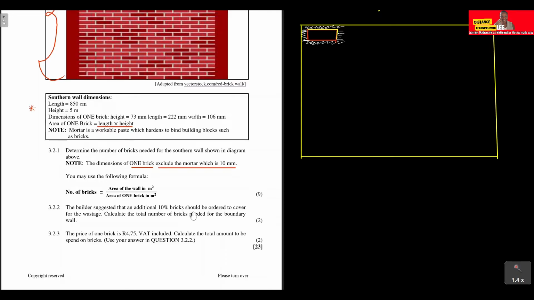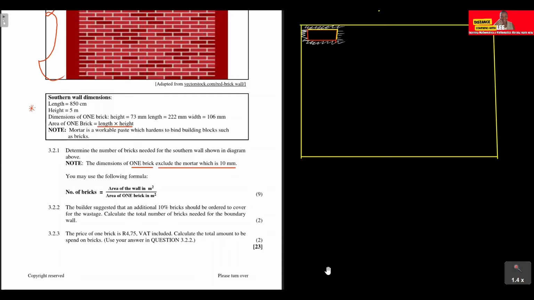Bricks should be ordered to cover for the wastage. Calculate the total number of bricks needed for the boundary wall. Now this builder is saying that he actually needs more bricks, 10% more. So now we need to determine how many more bricks, from the 2,208 bricks that we've bought, this builder will need.